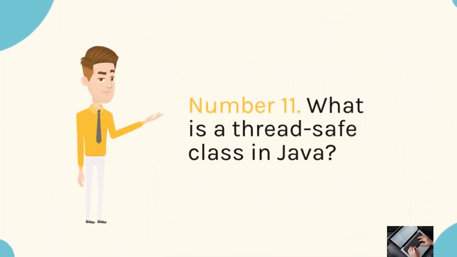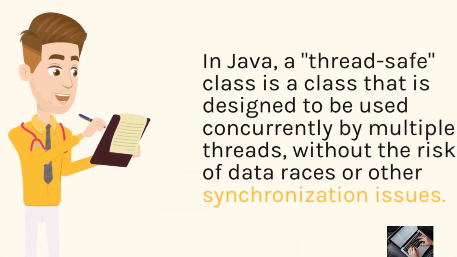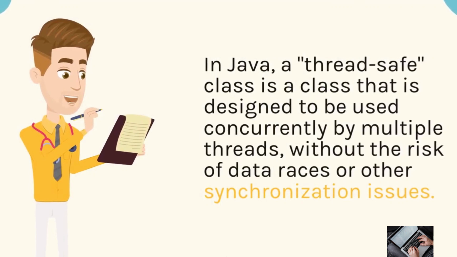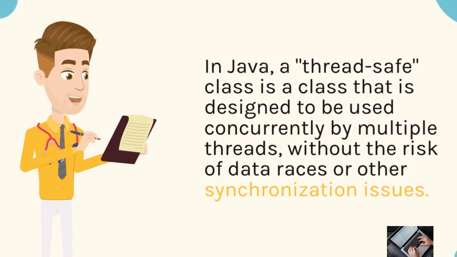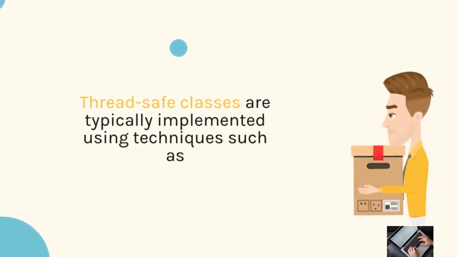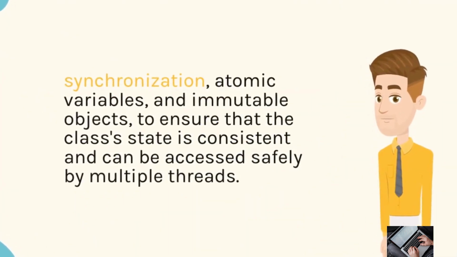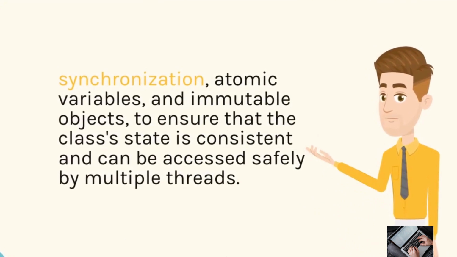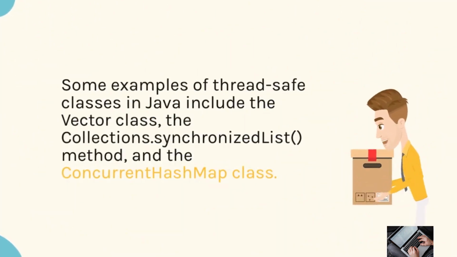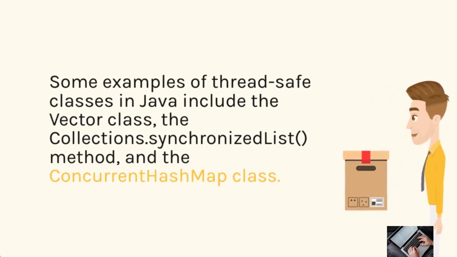Number 11. What is a thread-safe class in Java? In Java, a thread-safe class is a class that is designed to be used concurrently by multiple threads, without the risk of data races or other synchronization issues. Thread-safe classes are typically implemented using techniques such as synchronization, atomic variables, and immutable objects, to ensure that the class's state is consistent and can be accessed safely by multiple threads. Some examples of thread-safe classes in Java include the Vector class, the Collections.synchronizedList method, and the ConcurrentHashMap class.